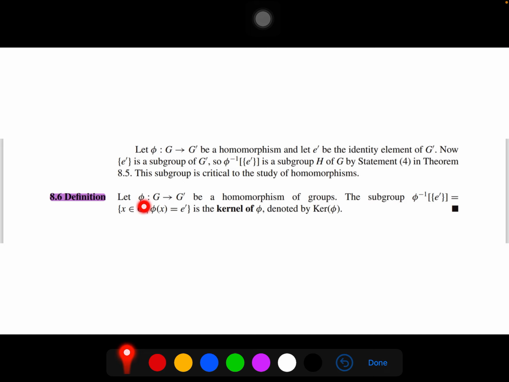Say that we have the homomorphism from G to G prime, this subgroup just now that we mentioned. What are the elements? The elements are all the elements x in G such that phi of x maps to E prime, the identity in the codomain. All right, is the kernel of phi denoted by this notation. Okay, so that's the kernel.